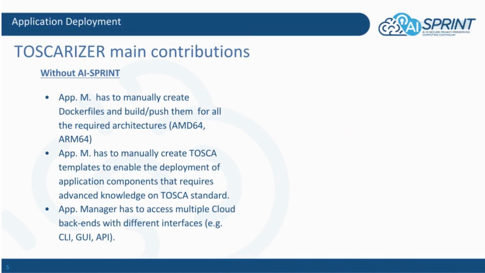The application deployment is not an easy task without the AI Sprint tool. Without it, the application manager has to manually create Docker files, build, and then push all the container images for the different components and different architectures. He also has to manually create Tosca templates to enable the deployment of the application components, so it requires advanced knowledge of the Tosca standard. And also the application manager has to access multiple cloud backends with different interfaces, different APIs, etc.